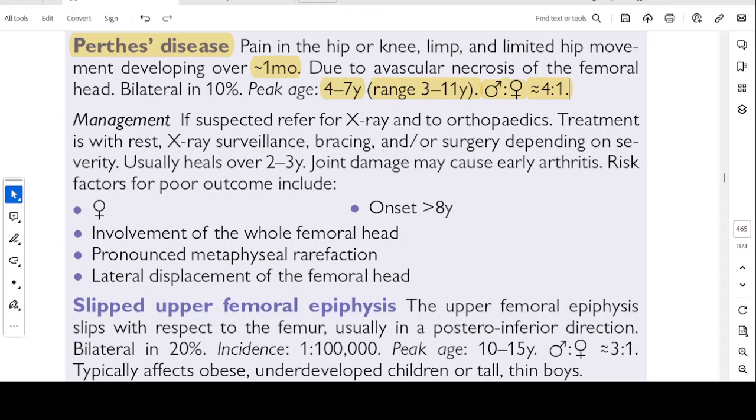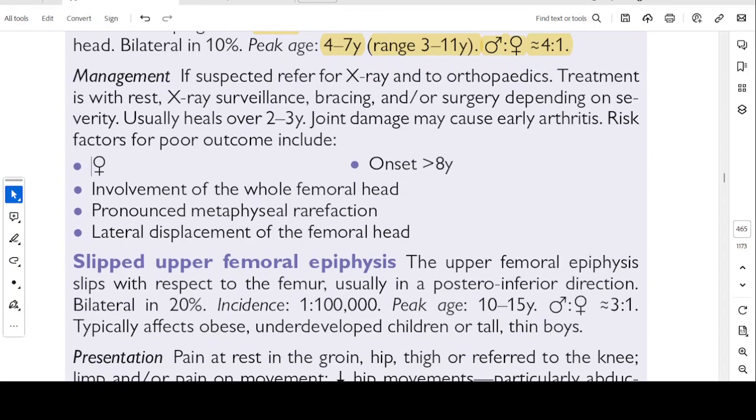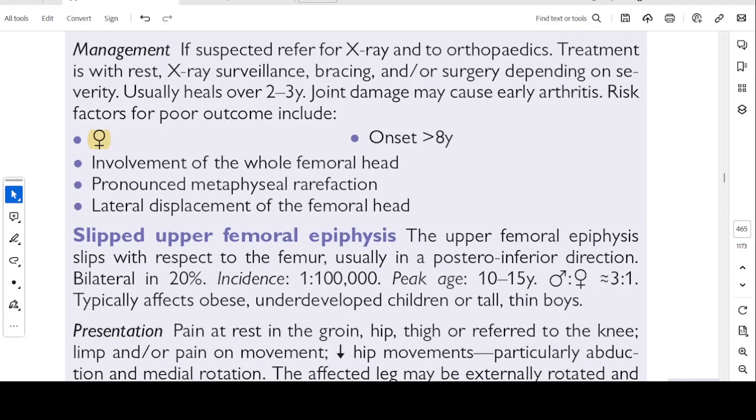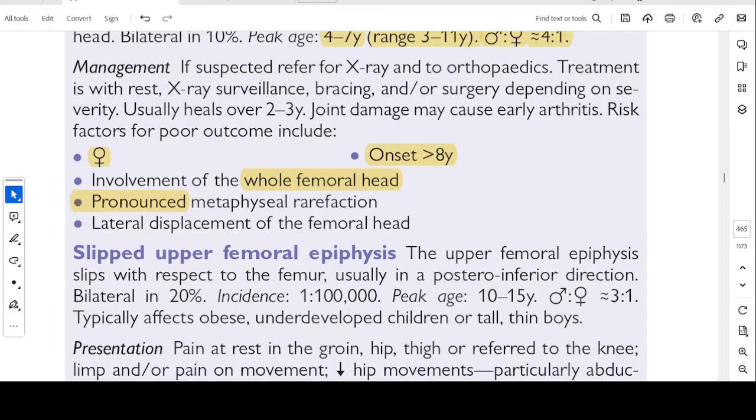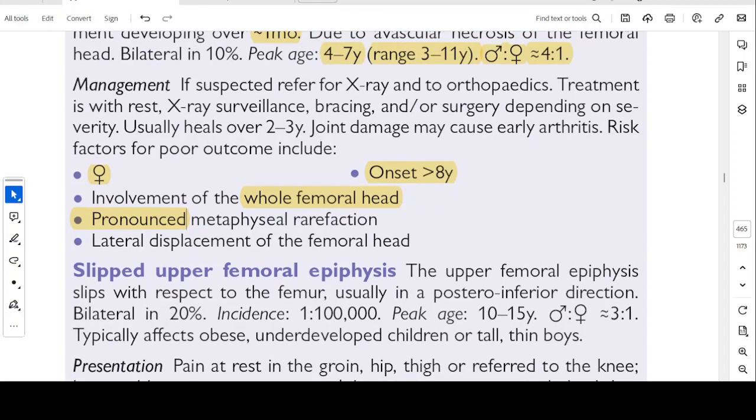Risk factors for poor outcome include female sex, because it is mostly common in males, but if females are affected, it's a risk factor for poor outcome. Onset more than 8 years of age. Involvement of the whole femoral head. Pronounced metaphyseal rarefaction. Lateral displacement of the femoral head. These three are indicators of poor outcome in Perthes disease.